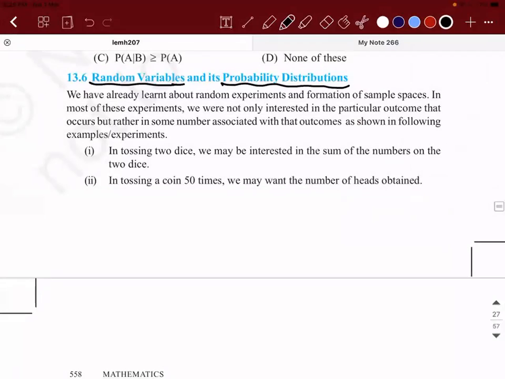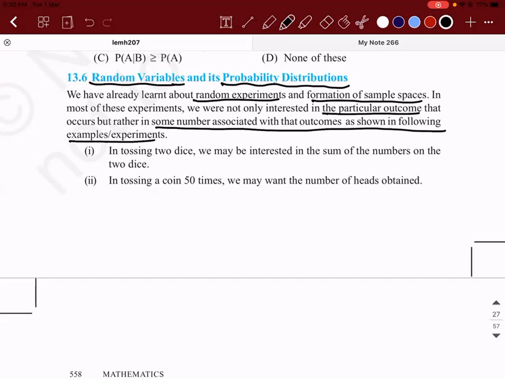That's it. So we have already learned about random experiments, right? And the formation of sample spaces. We know all these things. In most of these experiments, we are not only interested in the particular outcome that occurs, but rather in some number associated with the outcome, as shown in the following examples.